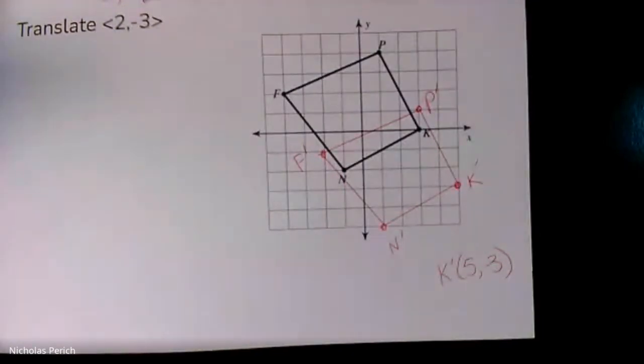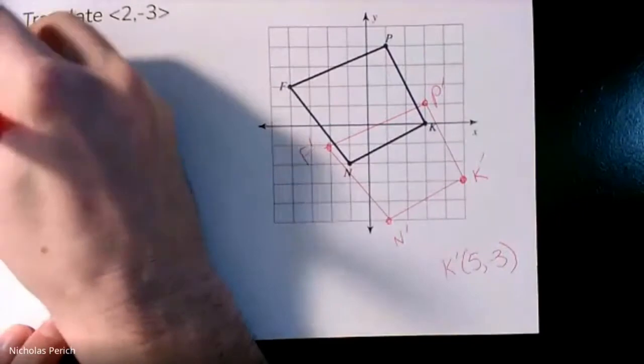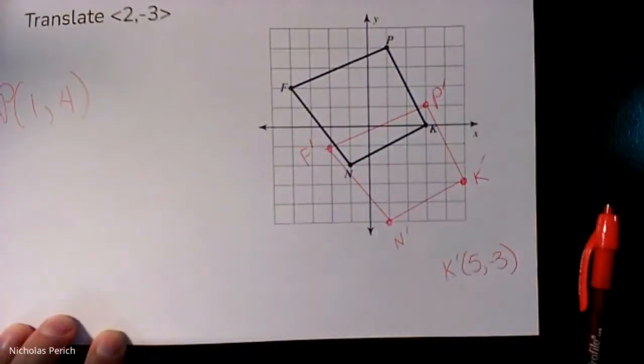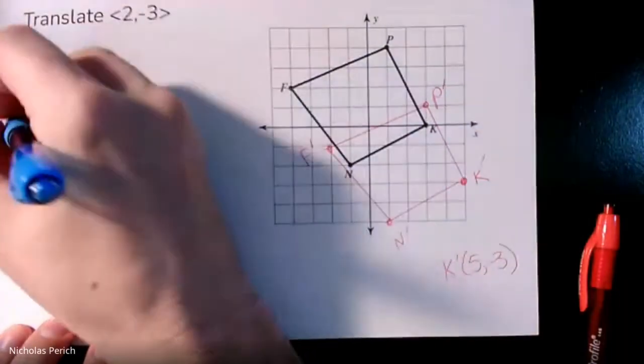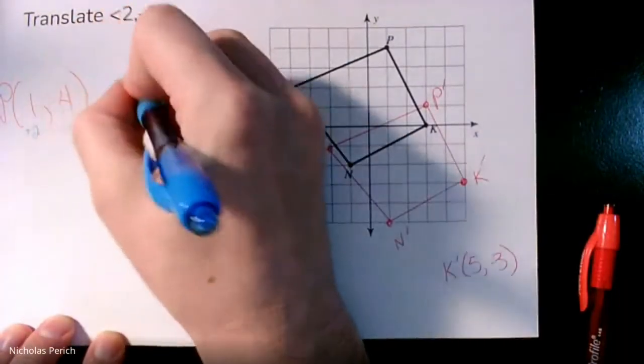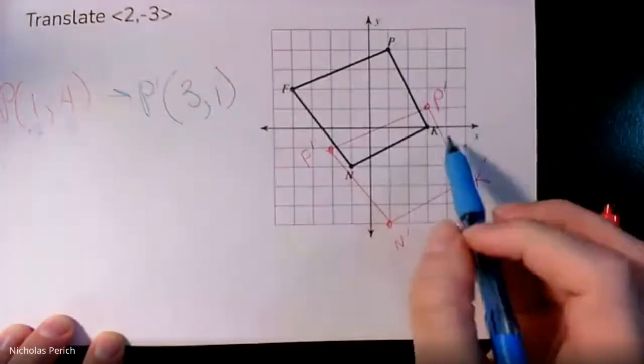What Santi said in the chat is, if I never gave you the picture and just flat out told you that P was 1, 4, which it is, according to this, we just add 2 and we just subtract 3, so that P prime is going to be 3, 1, and that's what we end up getting.